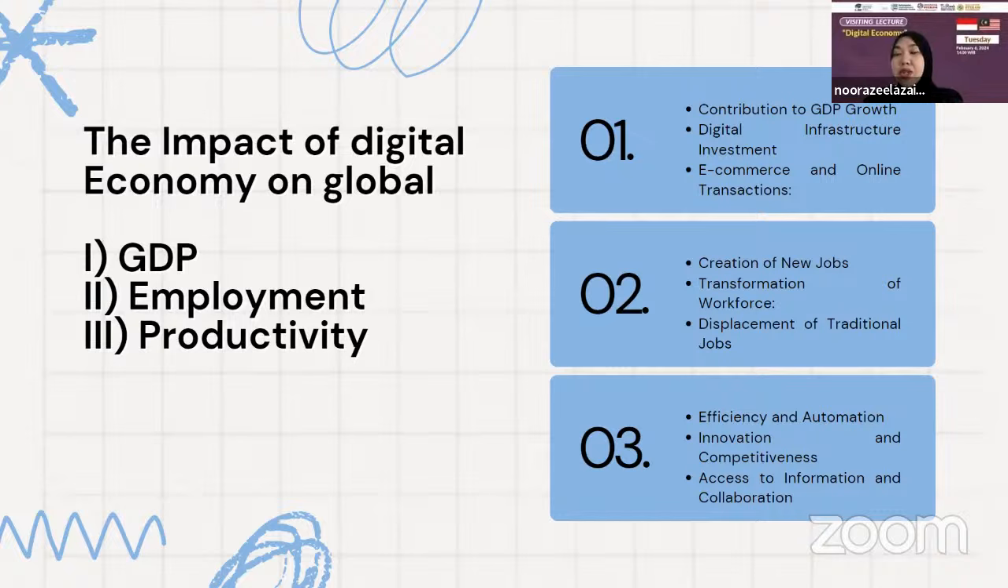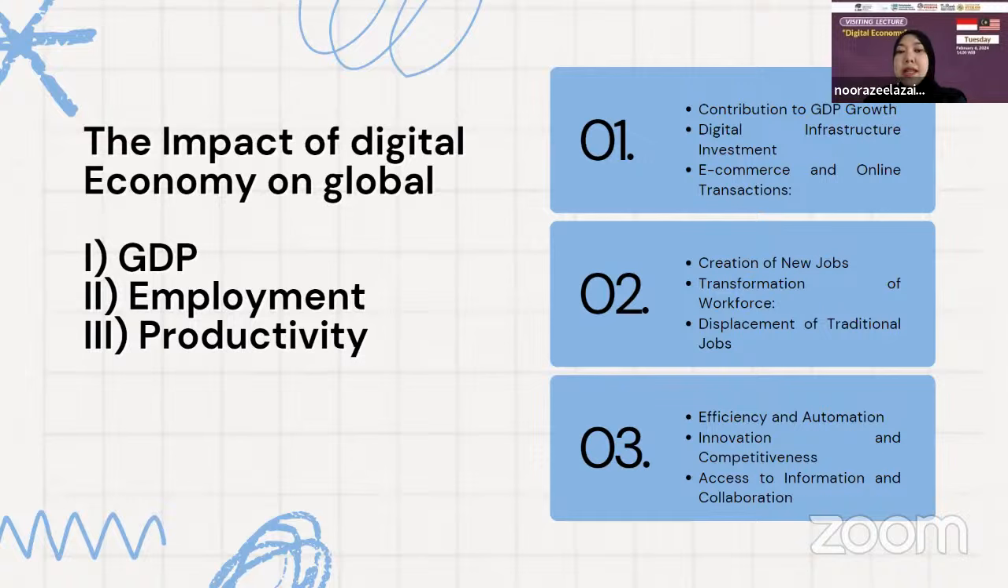Second, innovation and competitiveness. The digital economy fosters innovation by enabling companies to develop new products, services, and business models. This drives competition and spurs productivity growth as businesses strive to innovate and differentiate themselves in the digital marketplace.